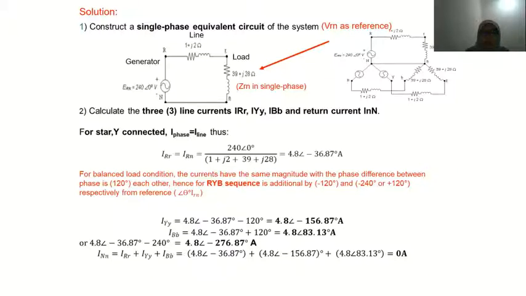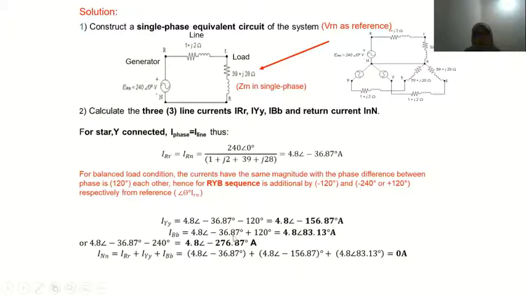So you have IYY or IYN equal to 4.8 with minus 156.87 degree ampere. While for your IBB or IBN, it's the same, right? The phase current is the same as the line current for the Y connection. They share the same magnitude as what you got in your IRN. But for the angle, you have to add either plus 120 or minus 240. The position is the same.